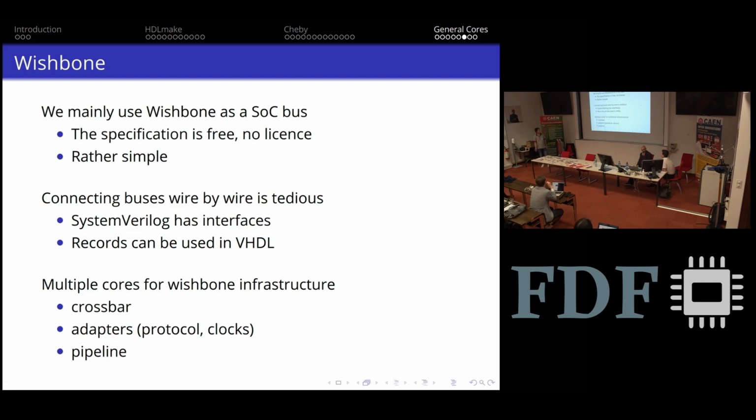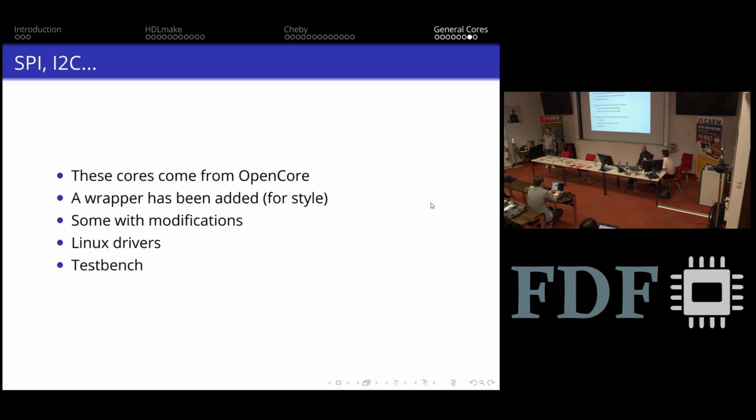So we mainly use Wishbone as our SoC bus. We have an infrastructure for Wishbone: crossbar, adapters, and pipelining. In addition, we use the traditional technique in VHDL: we use records to group the input and the output of a Wishbone port. We cannot use SystemVerilog interfaces because, first, it's mostly VHDL, and second, I think it's not completely well supported with ISE.